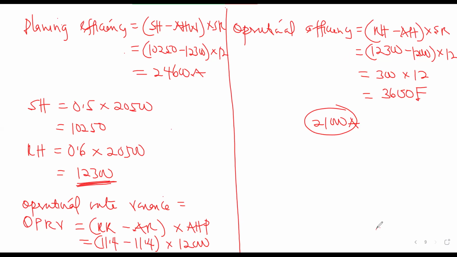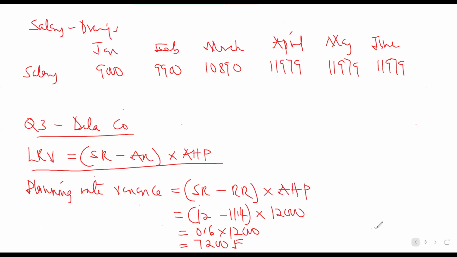Assuming we are calculating the labor rate variance without doing planning and operation, we are going to be having 12 minus 11.4 multiplied by 12,000. Would that be the answer? Assuming we are just calculating the labor rate variance. Yes. Okay. So 12 minus 11.4 multiplied by 12,000. What are we having? 7,200. Okay. Which is the same as this? 7,200. Favorable, yes. Which is the same as the favorable because this is 0.